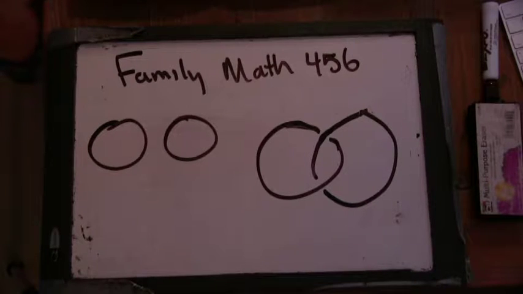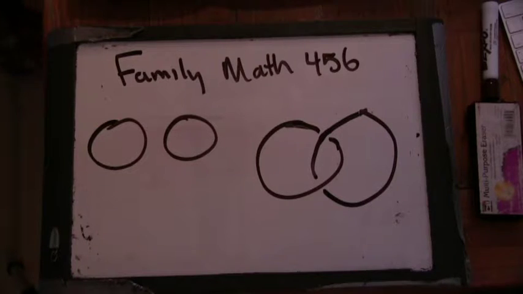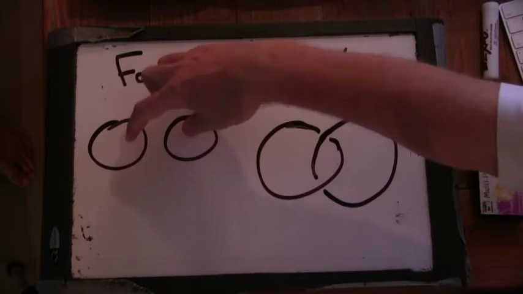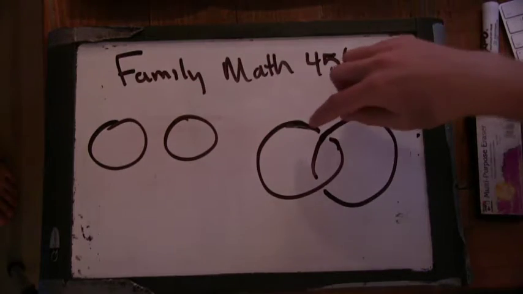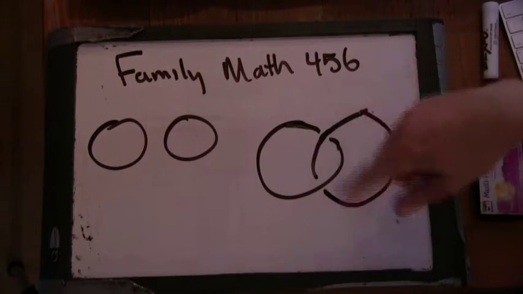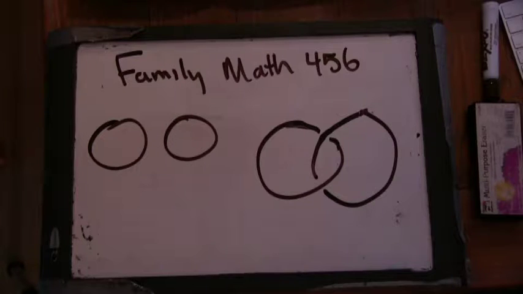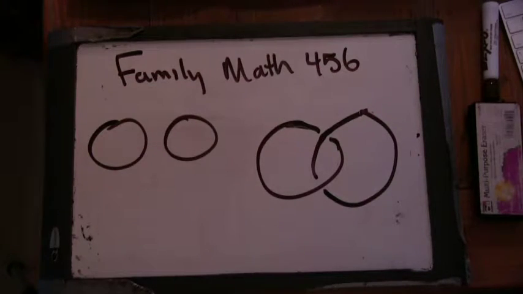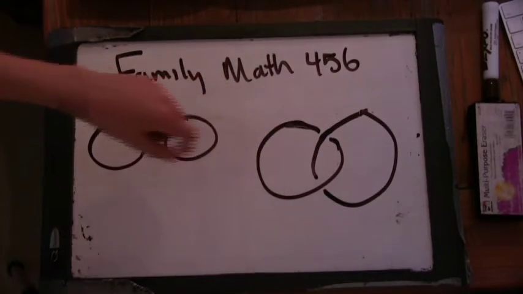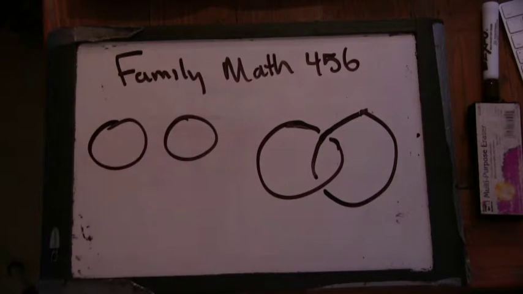So the first question we're going to study is, are these two things the same? Two rings that are not connected with each other, and two rings that are, I guess, linked together. Well, they're the same two shapes, but I don't think they're the same because you can't pull these apart, and these can move anywhere.